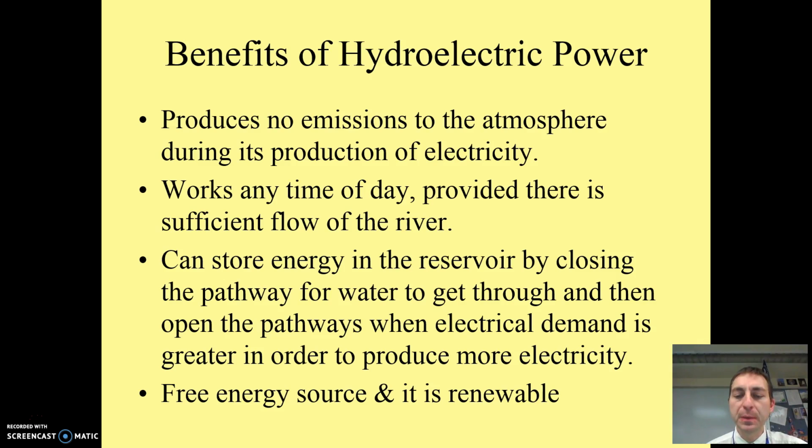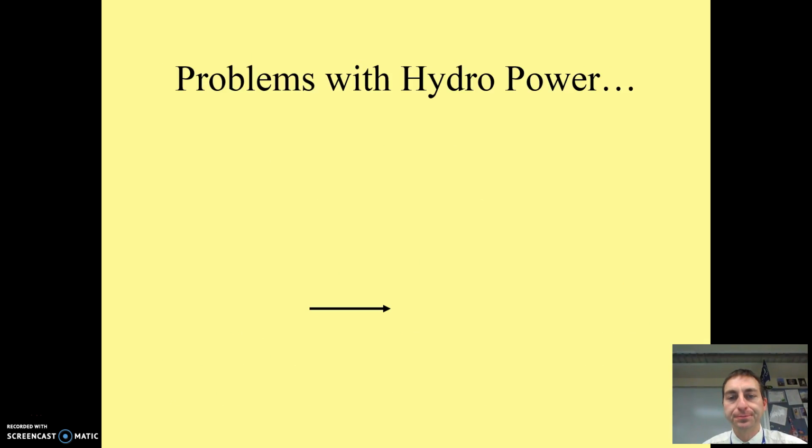So during times of peak power demand, you open up the gates and allow the water to flow through. But if the demand for electrical power is not very great, then you can close those gates and build up the water and build up gravitational potential energy until you actually need the electricity. That's a real advantage that hydro has over other types of renewable energies. Like other renewable energy sources, once you build the dam, it is free energy and it is renewable by nature.